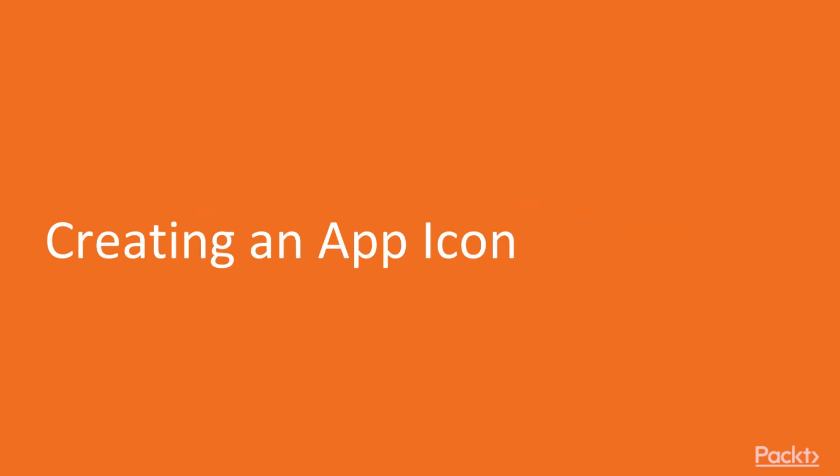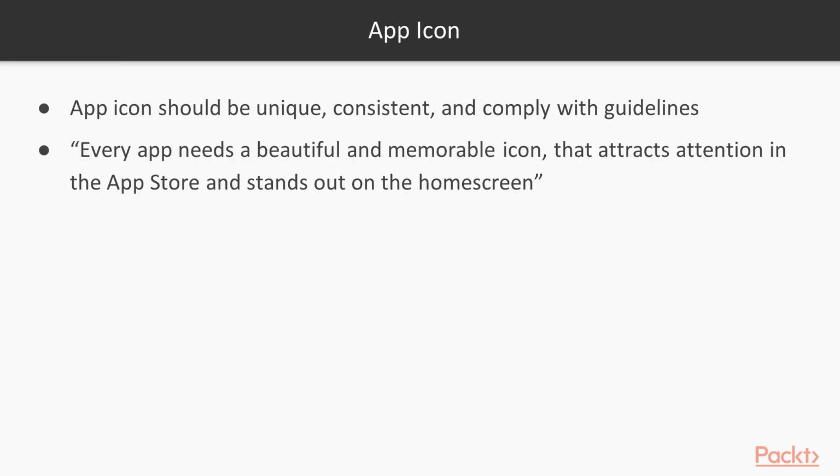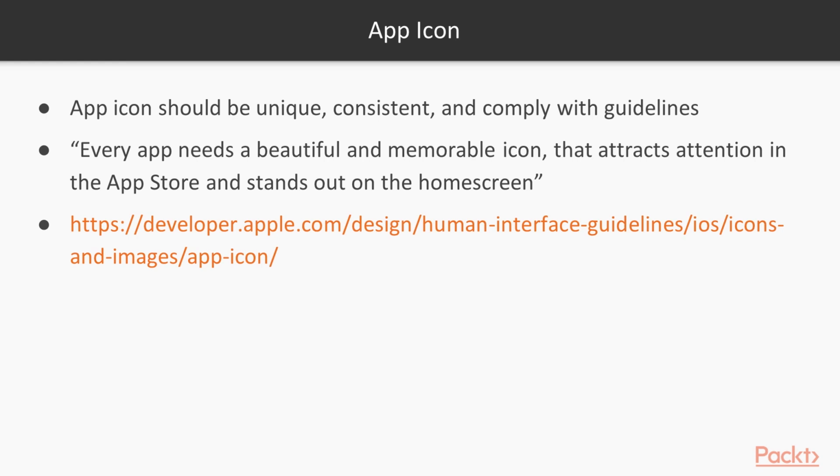The first thing is to create an app icon. An app icon should be unique, consistent, and comply with the Human Interface Guidelines and the App Store guidelines that you have in the App Store details. Every app needs a beautiful and memorable icon that attracts attention in the App Store and stands out on the home screen. You can check the detailed Human Interface Guidelines by going to this link on developer.apple.com. By the way, if you're trying to upload the app to the App Store, you will need a paid account.